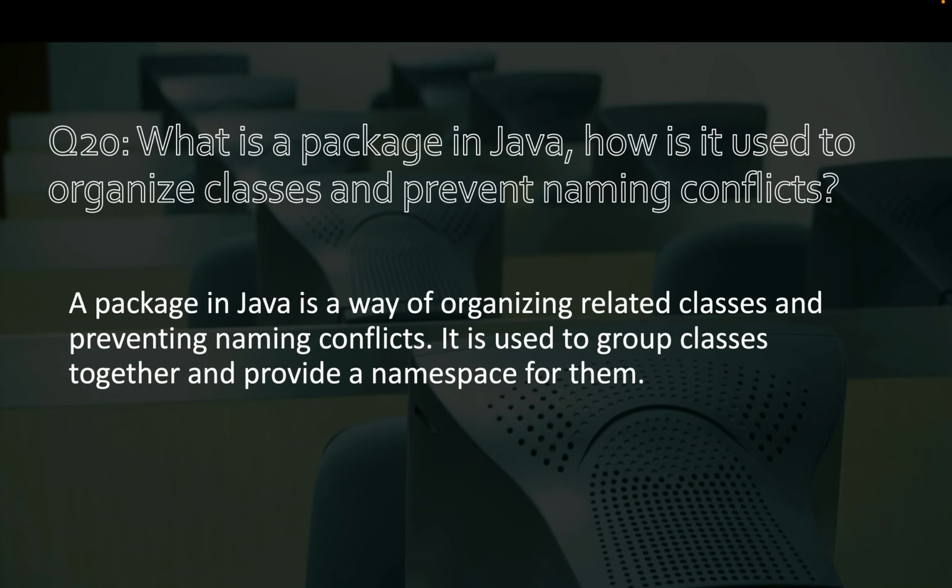And here we are with the final question, question number 20. What is a package in Java? How is it used to organize classes and prevent naming conflicts? A package in Java is a way of organizing related classes and preventing naming conflicts. It is used to group classes together and provide a namespace for them.